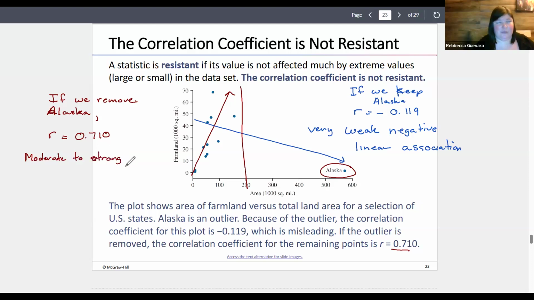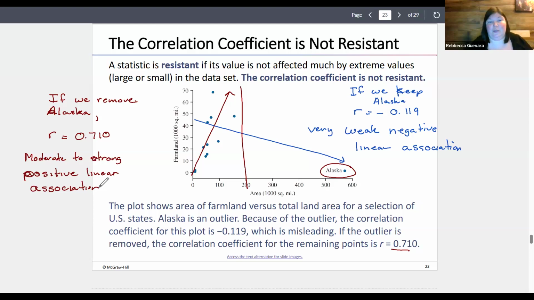There's no definitive rules about where the border is. So places like 0.7 and 0.5 are kind of iffy about how strong they are. This is moderate to strong, and this would be a positive now because it's a positive value. Positive linear association. So this is what we mean by the linear correlation coefficient not being resistant.